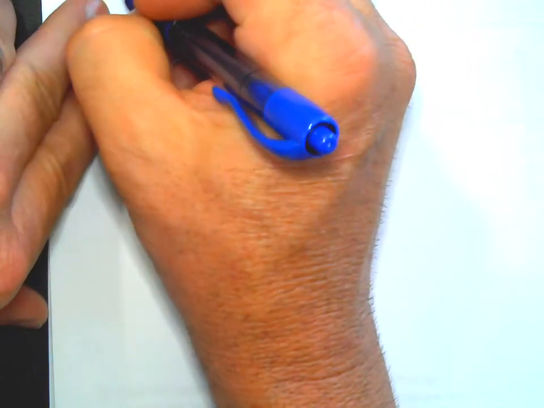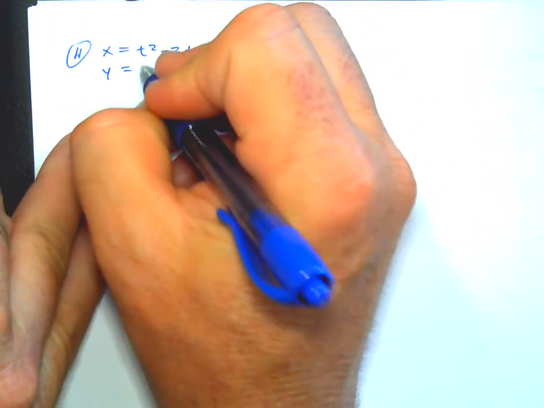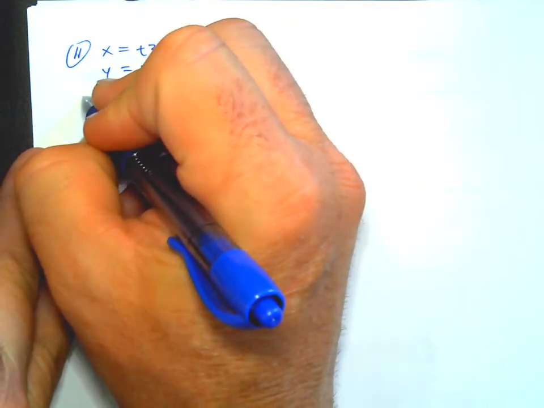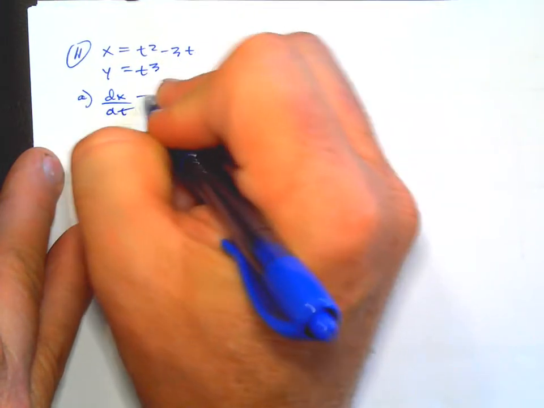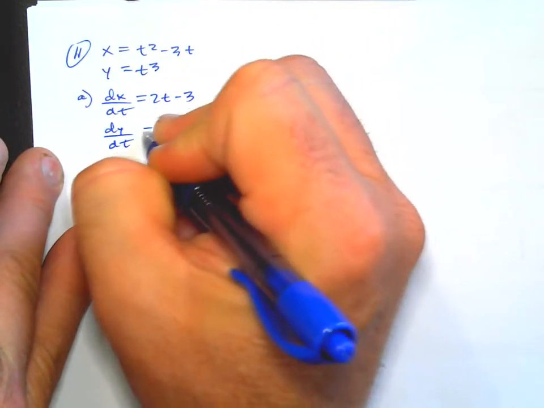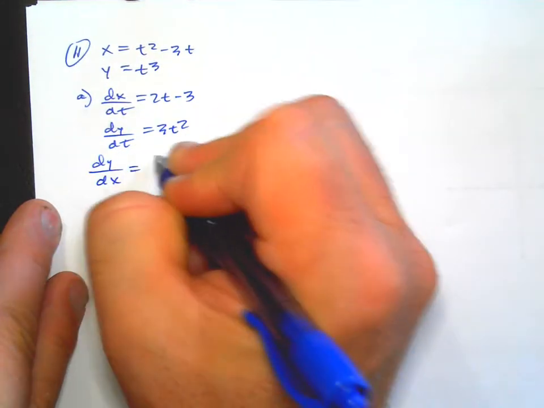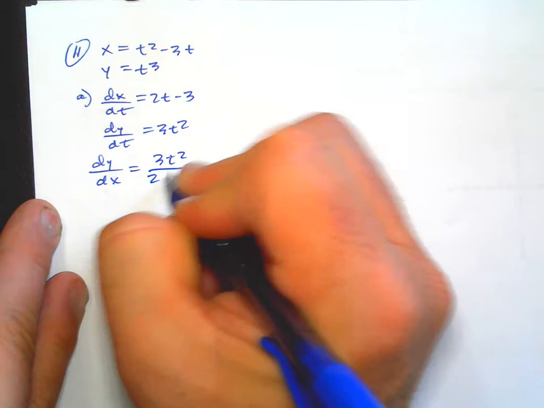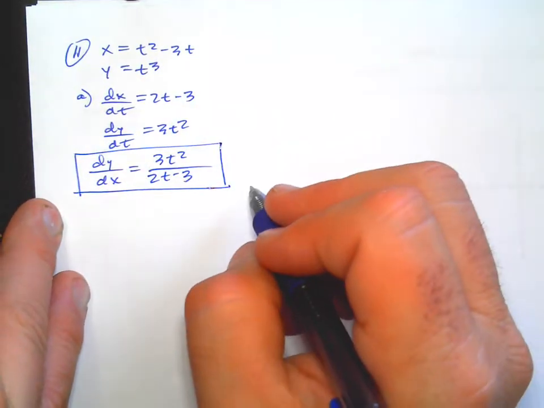So 11. So A, we're gonna, let's see. So we're gonna do dx/dt, dy/dt. So dy/dx equals dy/dt over dx/dt. This one's making up for the last one. This one's turning out to be a little easier.